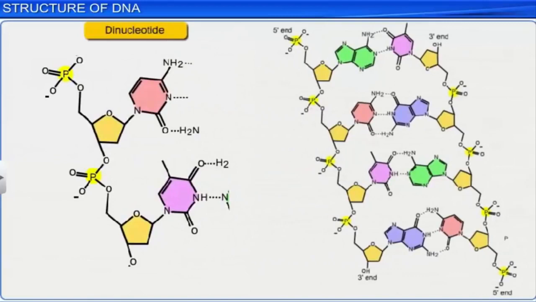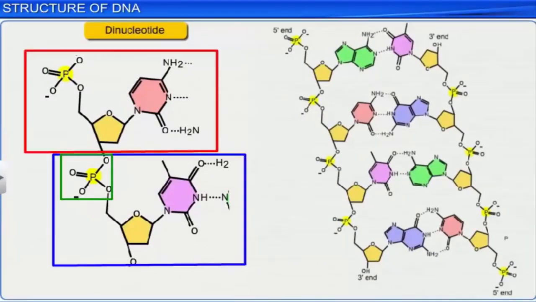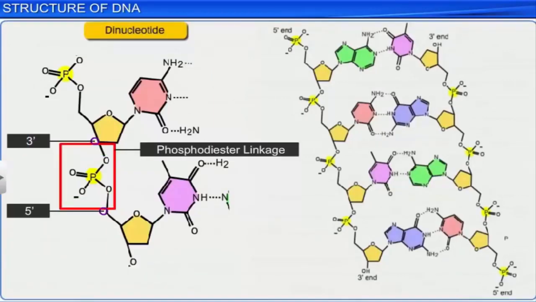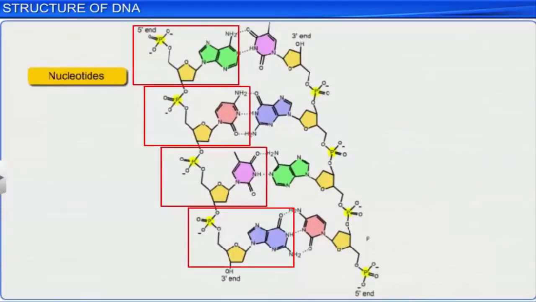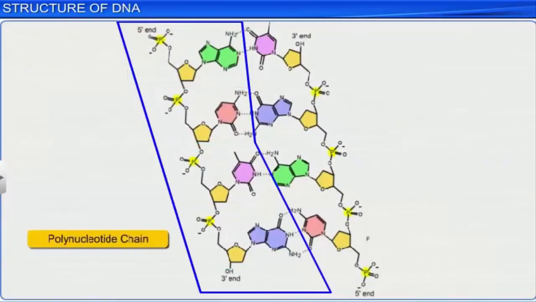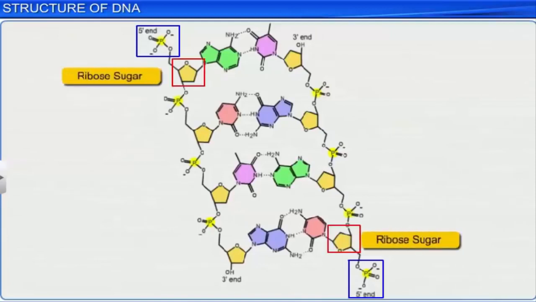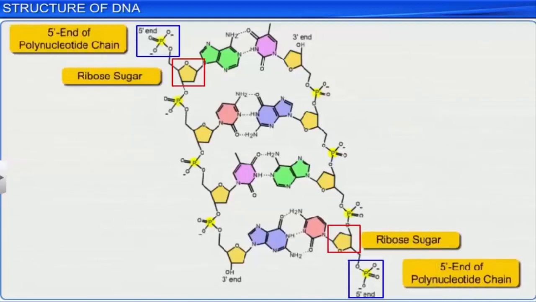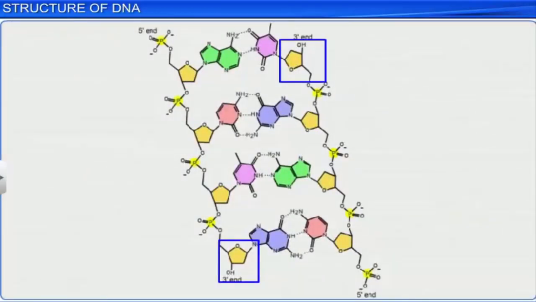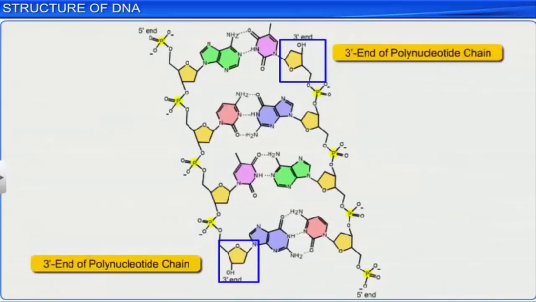Also, a dinucleotide is formed when two nucleotides are linked through a 3'-5' phosphodiester linkage, and several such nucleotides can join similarly to form a polynucleotide chain. At one end of this chain is a free phosphate moiety at the 5' end of the ribose sugar, which is called the 5' end of the polynucleotide chain. Similarly, at the other end of the chain is present a ribose with a free 3' OH group, which is called the 3' end of the polynucleotide chain.